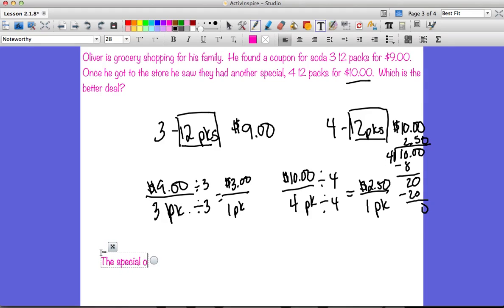the special of 4 12-packs for $10 was the better deal. And it's the better deal because you're paying 50 cents less for one package than you are with the other deal.